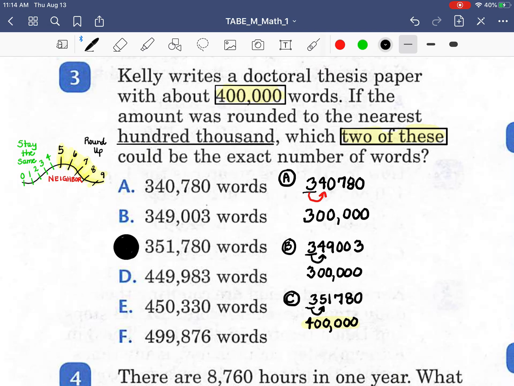Okay, let's look at D. We have 449,983. Look at your neighbor. Neighbor says stay. So I'm going to say 4, and everybody else rounds off. There's the other one.